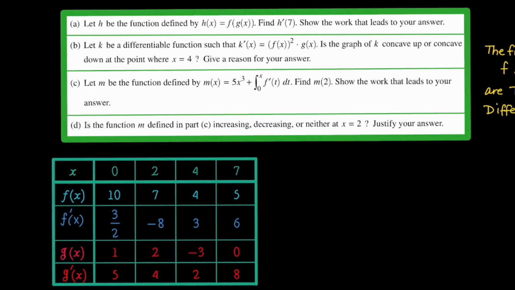Let h be the function defined by h of x equals f of g of x. Find h prime of 7. Here, f and g are twice differentiable functions.